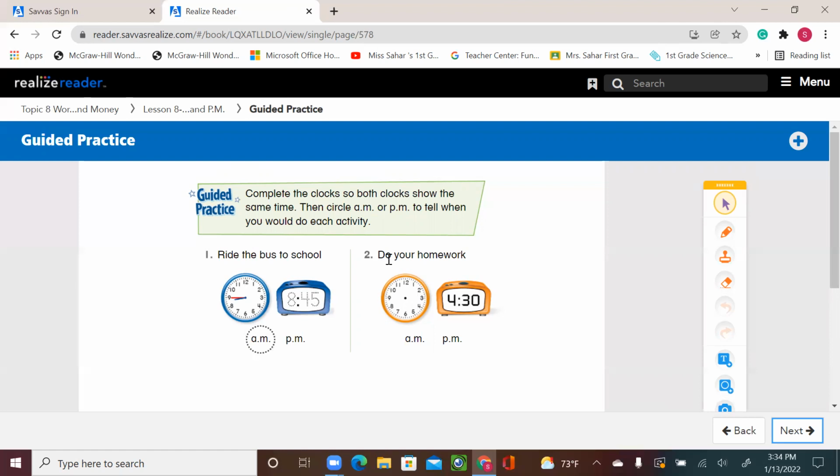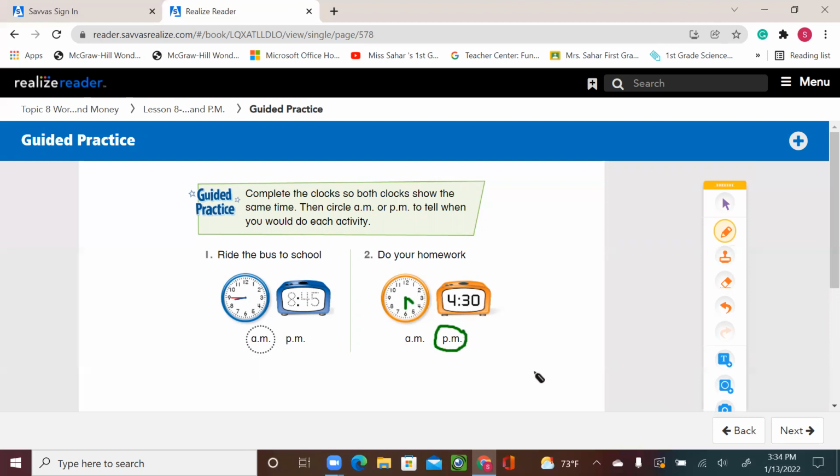All right. I'm doing my homework now. The time shows 4:30. So I need to draw 4:30. So this is the hours and this is the minutes. And now it's 4:30. So I know 4:30 is going to be afternoon because I went to school, I finished, and I'm back home. So I'm doing my homework at 4:30 p.m.